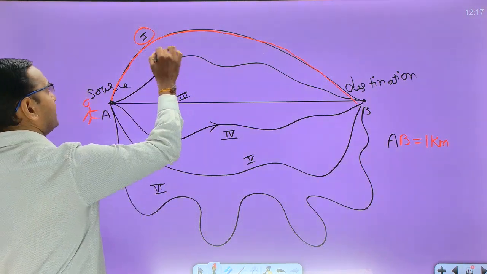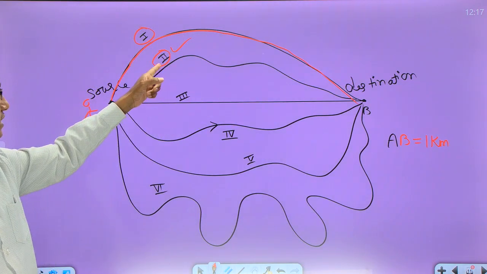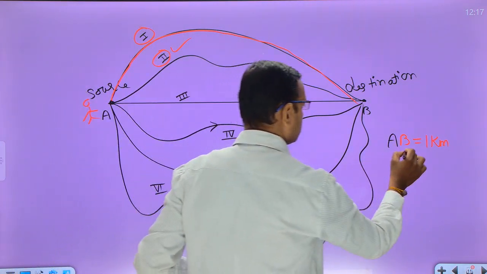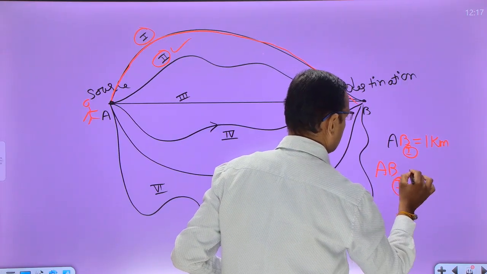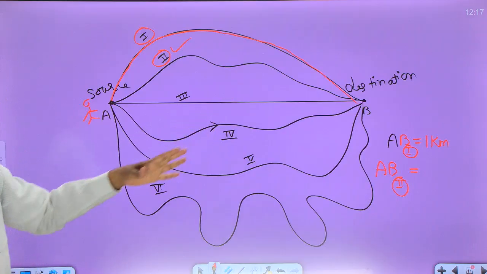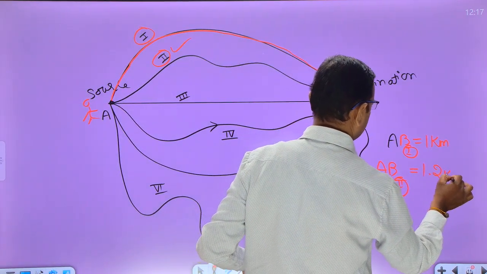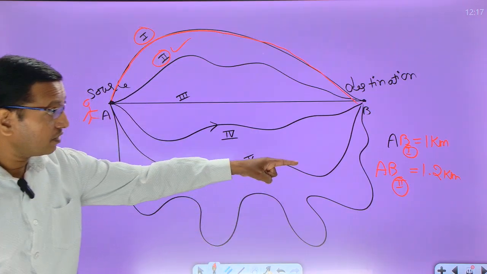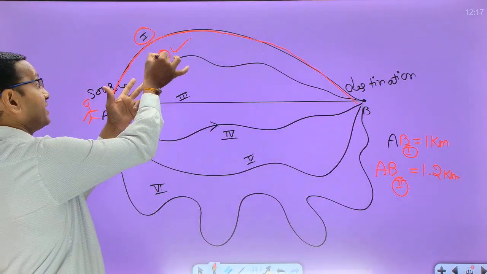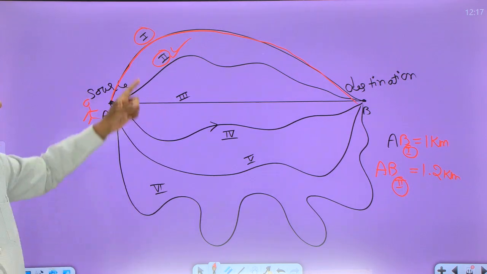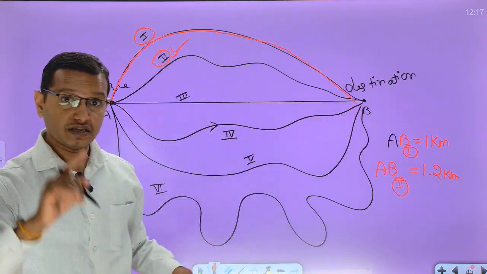Now what I'll do is I'll take path 2. Let us say I'm starting from A and going to B via path 2. So this is path 1, and AB via path 2, let us say, is 1.2 kilometers. That 1.2 kilometers is what I'll call the distance if I take path 2. Now if I take path 1 and reach B, that I'll also call distance.